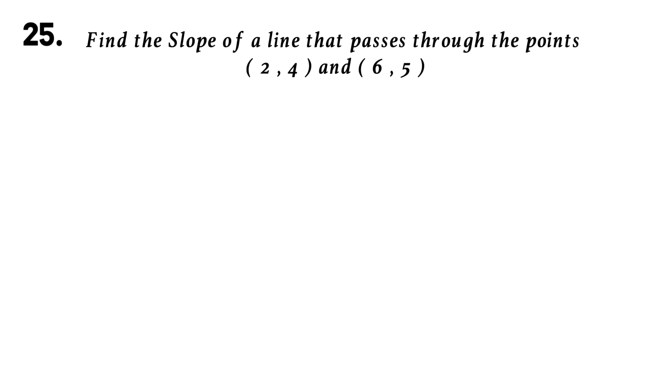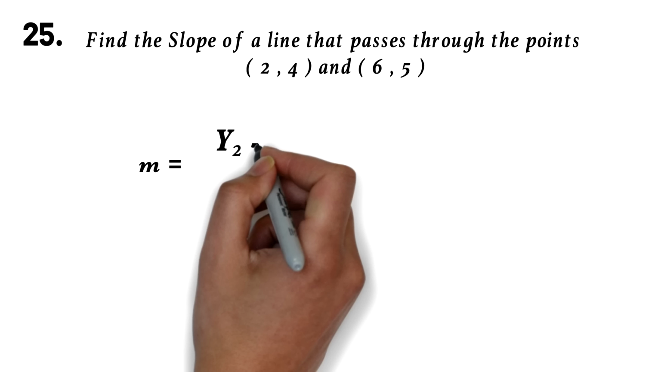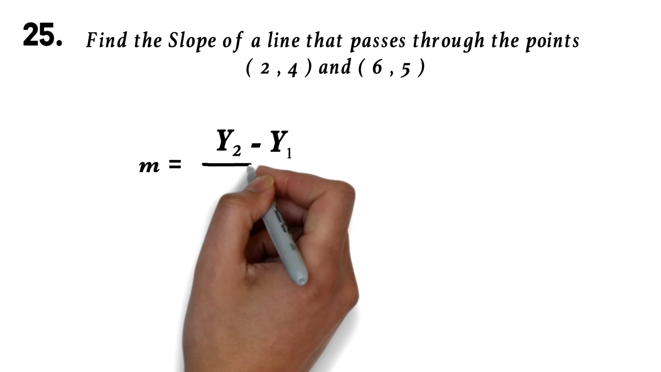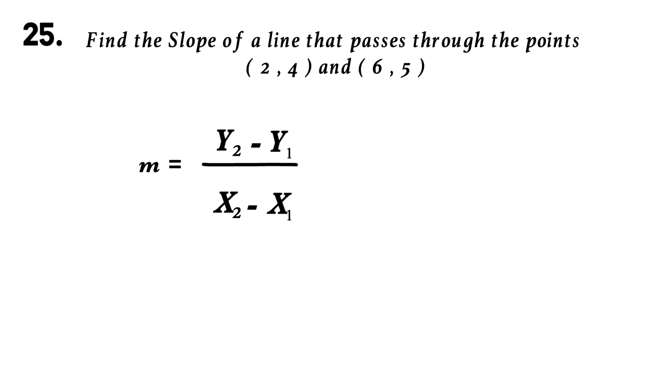Find the slope of a line that passes through the point 2, 4 and the point 6, 5. To find the slope of a line giving 2 points, we will use the slope formula. M equals y2 minus y1 over x2 minus x1. Formulas are given on the GED, so don't worry too much about it. Of course, memorizing it can save you some time on the test.